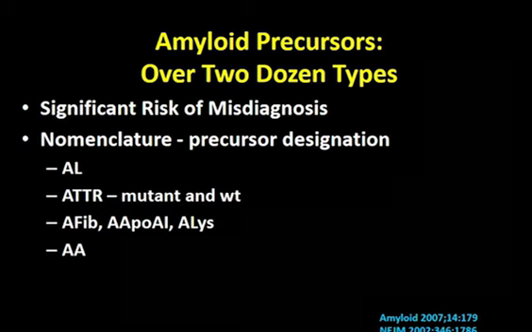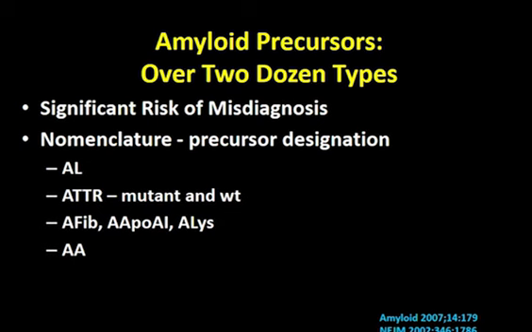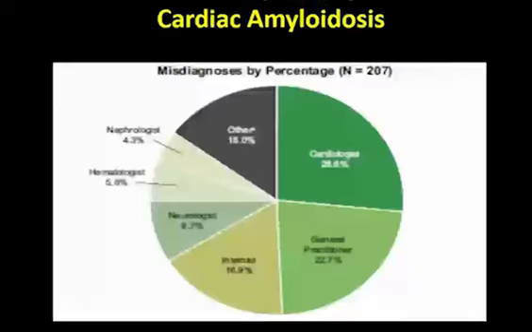So AL would stand for amyloidosis due to light chain. ATTR would be amyloidosis due to transthyretin, and we would abbreviate it ATTRm for a mutation, or ATTRwt for the wild type form. AFib stands for fibrinogen. There are ones due to ApoA1 or lysozyme, and AA, a form of amyloid attributable to a chronic underlying inflammatory condition. Again, today's focus is on the transthyretin or wild type form.